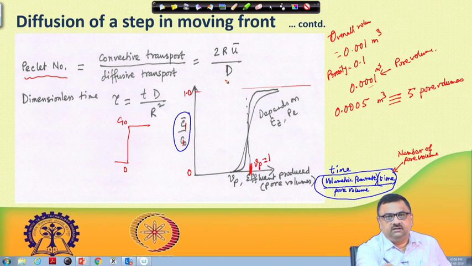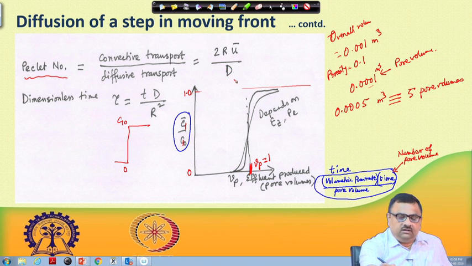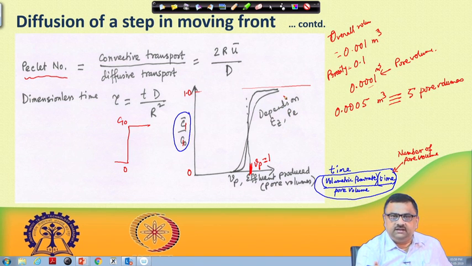and d is the diffusion coefficient. Similarly, one can think of a dimensionless time tau, which is equal to T d by r square. This term is dimensionless, and this term is dimensionless and is referred to as the Peclet number. So these lines will vary depending on the value of Ez or the value of Peclet number. Either way you can think of it, these lines will change.